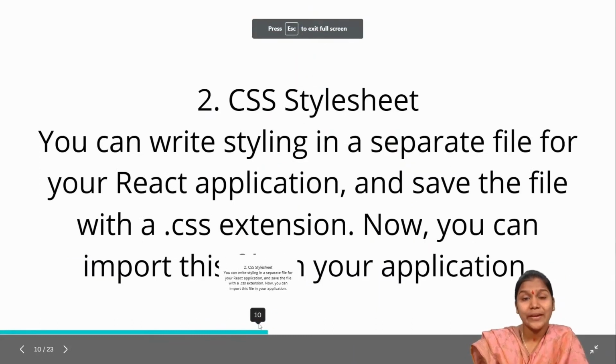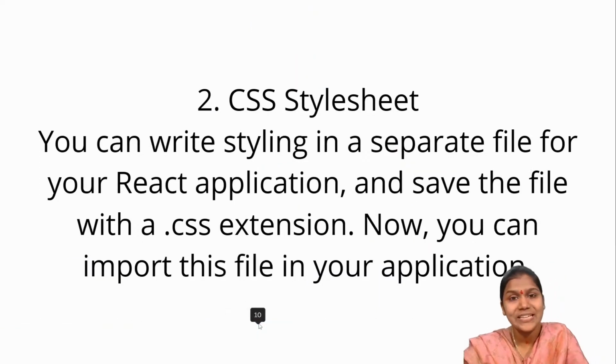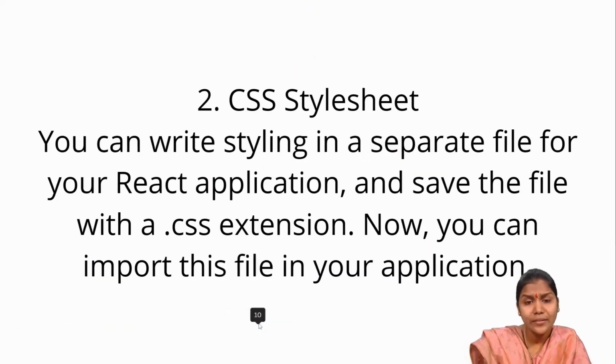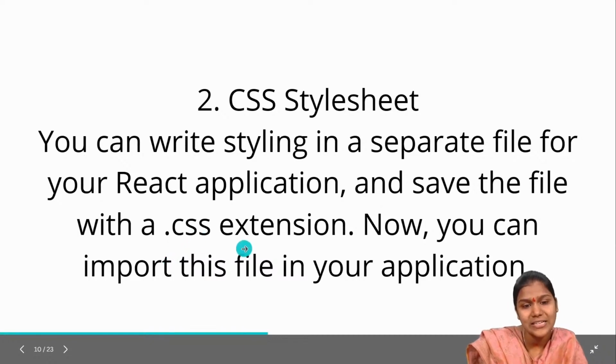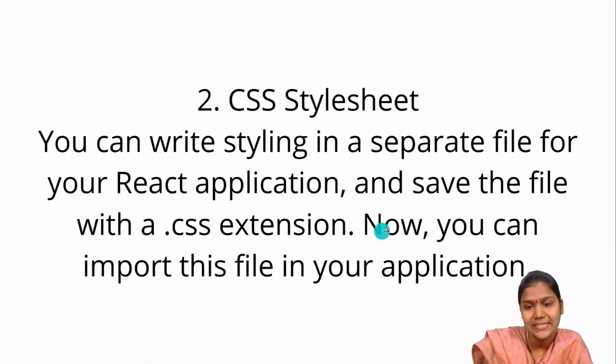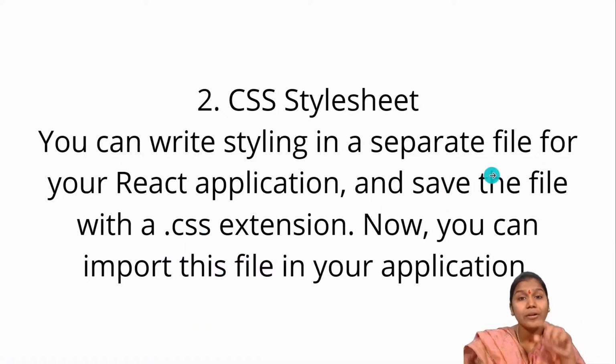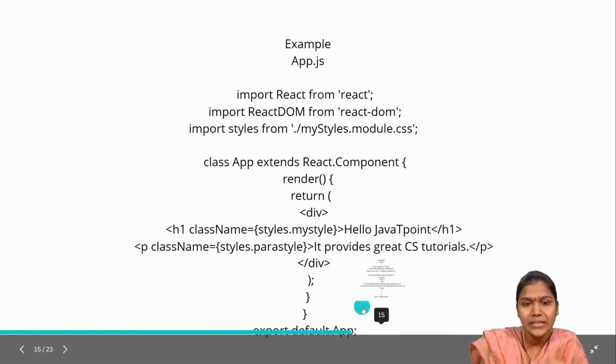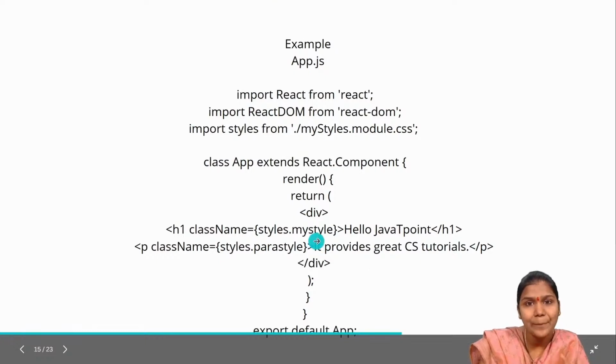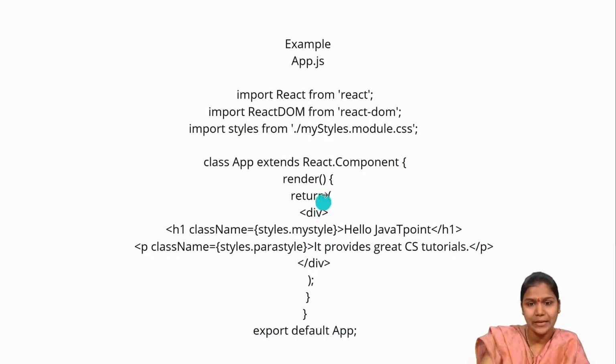Yeah, the next way of implementation is the CSS style sheet. So you can write styling in a separate file for your React application. You can write your CSS file separately as well and save it with a .css extension, like application.css. Now you have to import that CSS file into our app.js. How? Let us see. This is what our app.js file basically represents.